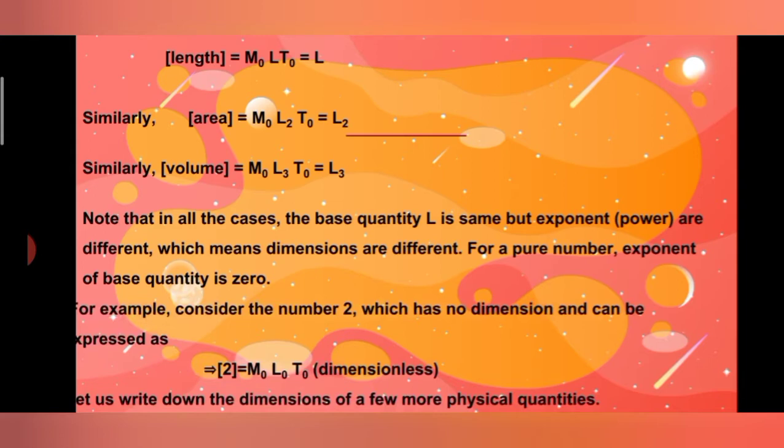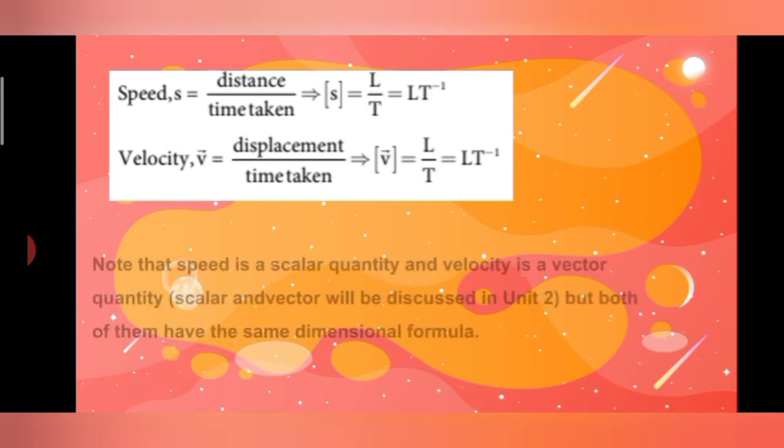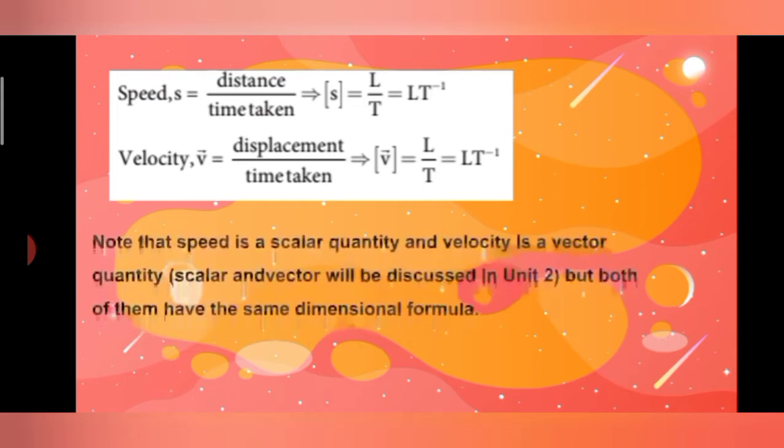Let us write down the dimension of a few more physical quantities. Speed is equal to distance by time taken. Here the dimension for distance is L and for time taken is T. So speed is equal to L T⁻¹. Likewise, the velocity vector is equal to displacement by time taken, that is L by T, equal to L T⁻¹. Note that speed is a scalar quantity and velocity is a vector quantity. Scalar and vector will be discussed in unit 2, but both of them have the same dimensional formula.